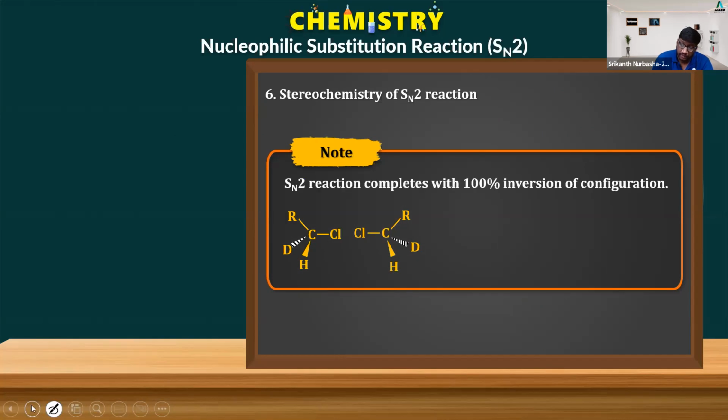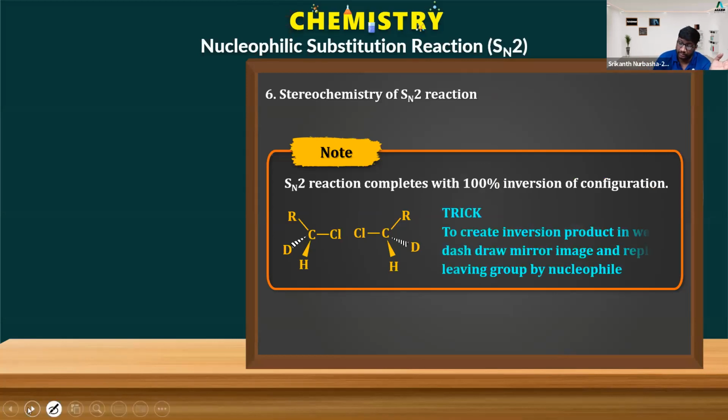Stereochemistry of SN2 means the reaction completes with 100% inversion of configuration. Whatever the nucleophile, we have to place it exactly opposite to the leaving group. So 100% inversion is going to happen. The trick is to draw the product in wedge dash, draw the mirror image and replace the leaving group by the nucleophile. You know how to draw a mirror image, right? Draw a mirror image: chlorine will be here, carbon, alkyl group as it is, deuterium in this fashion and hydrogen in this fashion. Now chlorine is the leaving group, which you have to replace with OH.